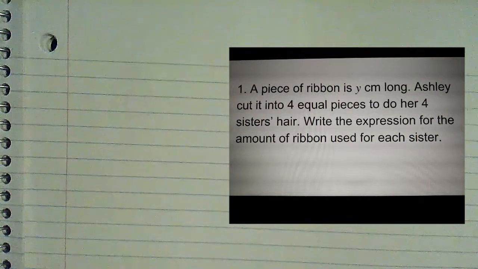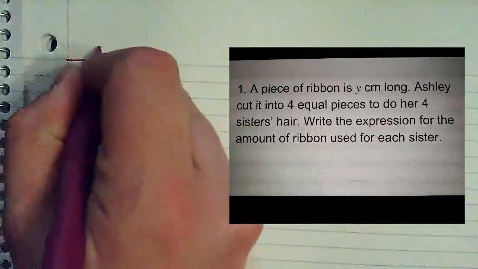Now, our first problem is a piece of ribbon is Y centimeters long. Ashley cut it into 4 equal pieces to do her 4 sisters' hair. Write an equation for the amount of ribbon used for each sister. This one's simple enough, but we're still going to use the T-chart the man used originally.